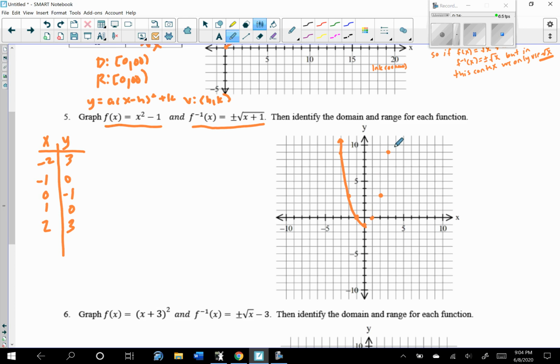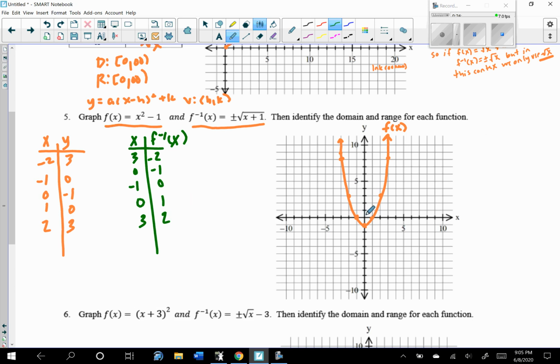Or, sorry, not 9, 8. That's off. There we go, 8, because we moved down 1. All right, so that is my graph of f of x. And if I want to graph the inverse, now that I have my table, f inverse of x, I take these y values and they become the x values. And the x values become the y values. And I just have to go ahead and plot them.